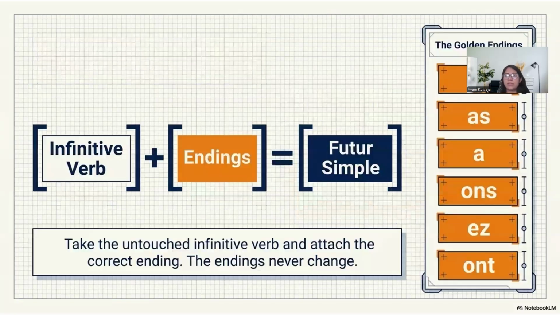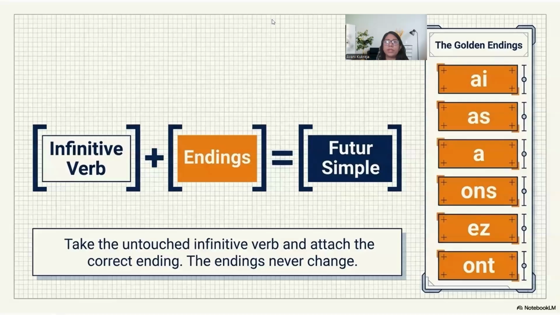Now, let's learn the endings, the golden endings. As you can see, we generally use the endings of avoir, which are AI, AS, A, ONS, EZ. But instead of ENT, we do ONT. This is an exception. So the formula is we write the infinitive verb, the verb in its original form, and then we add these endings, which are generally the avoir endings, except the last one. It is not ENT, it is ONT. And that becomes the future simple.